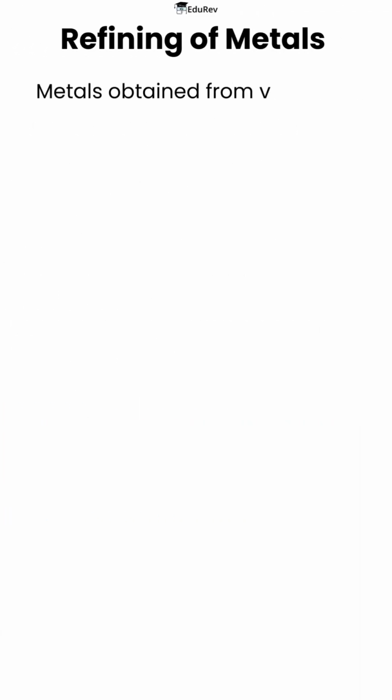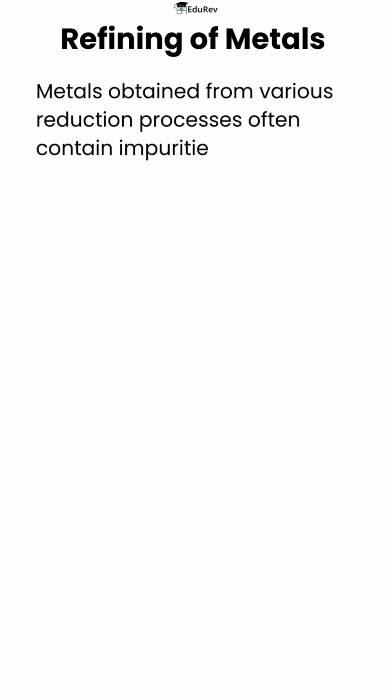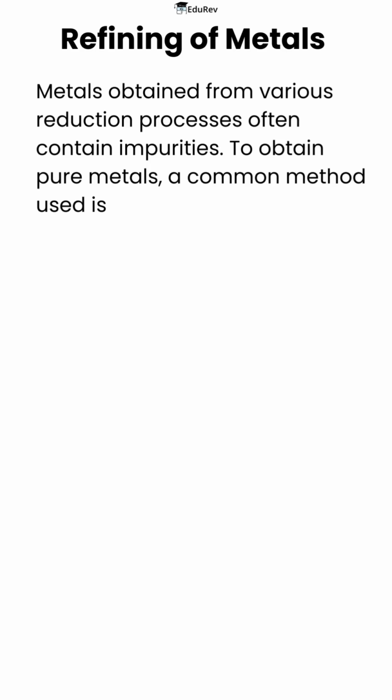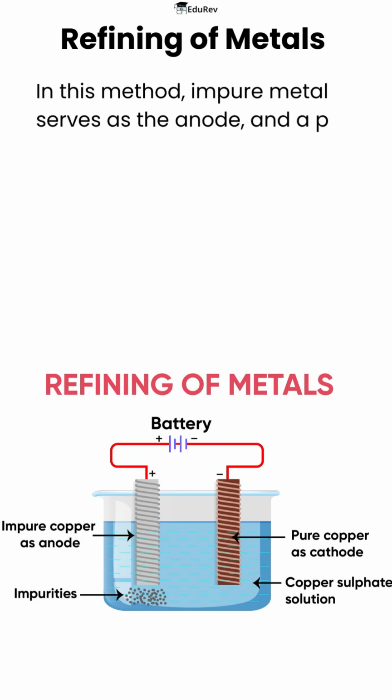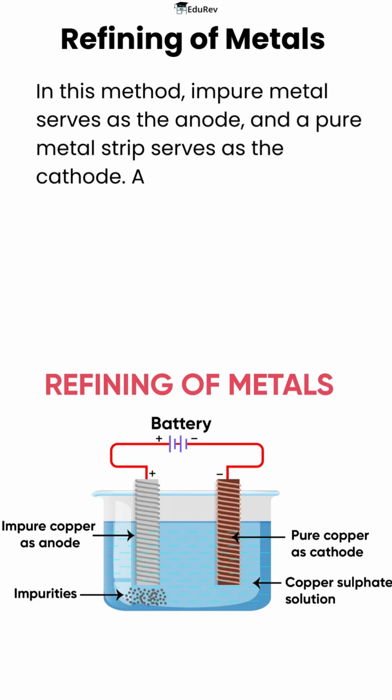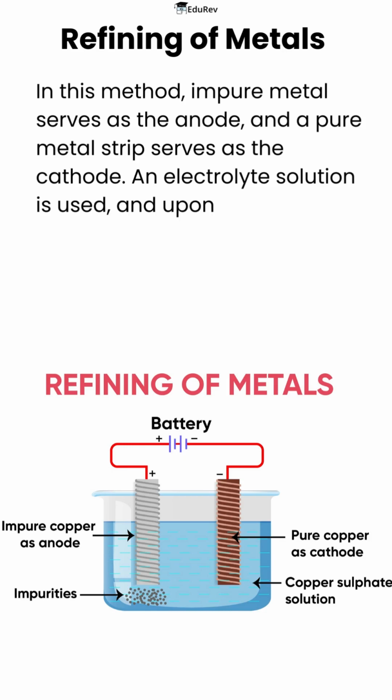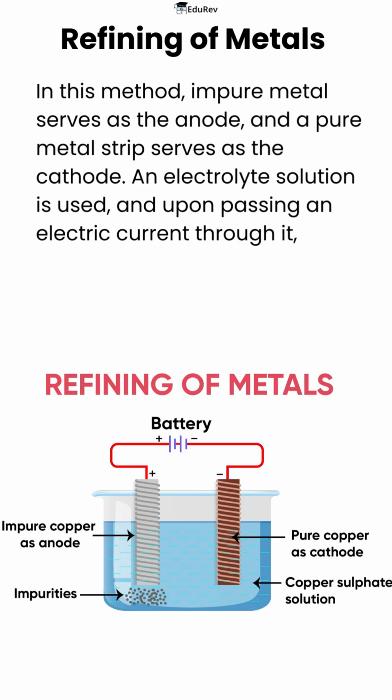Refining of metals. Metals obtained from various reduction processes often contain impurities. To obtain pure metals, a common method used is electrolytic refining. In electrolytic refining method, impure metal serves as the anode, and a pure metal strip serves as the cathode. An electrolyte solution is used, and upon passing an electric current through it, impurities dissolve into the solution, while pure metal is deposited on the cathode.